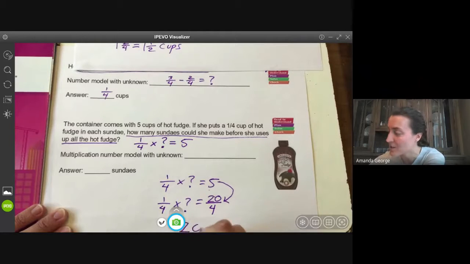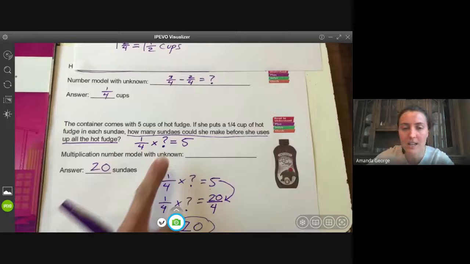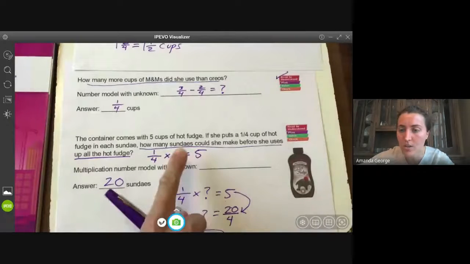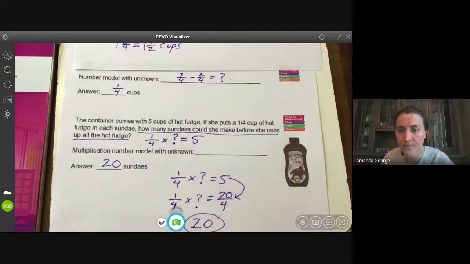So your answer, your unknown, is 20. She could make a whole 20 sundaes. Oh my gosh, she could feed the whole class. That'd be amazing. I wish, right? So that's a little different technique. I want you to pay attention when and really RTQ, and that will help you when you go to solve.